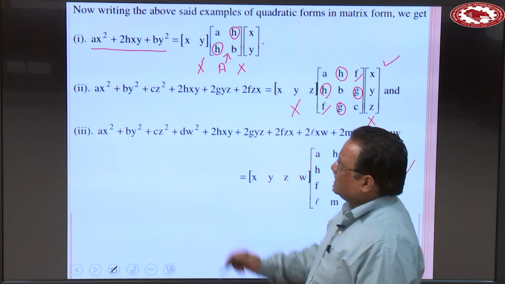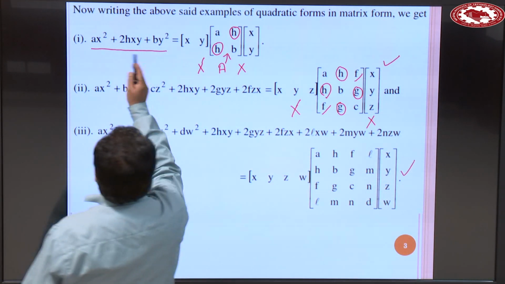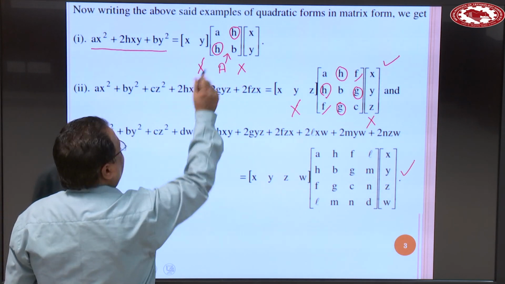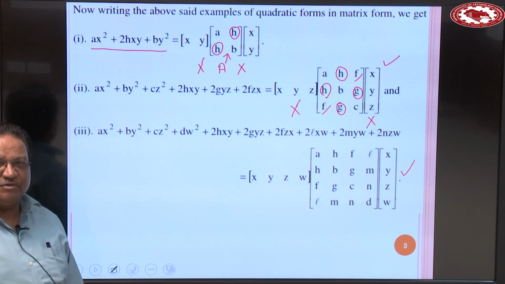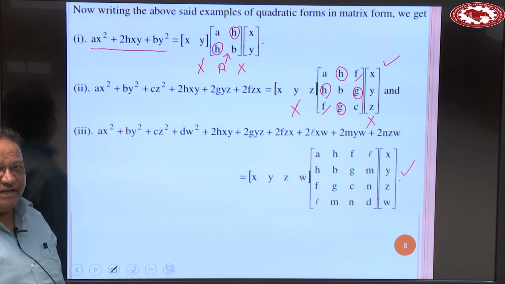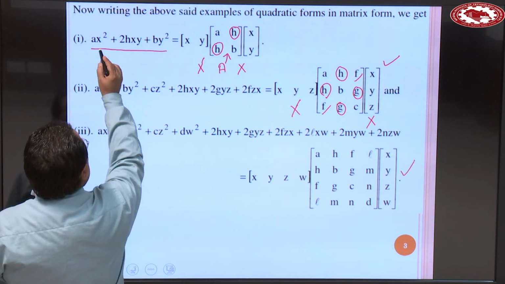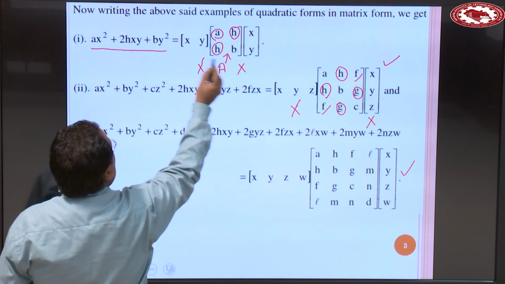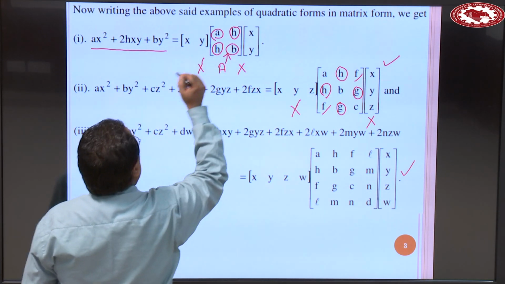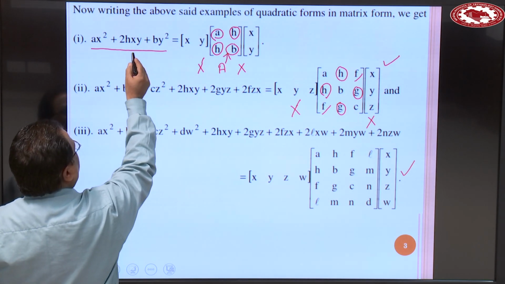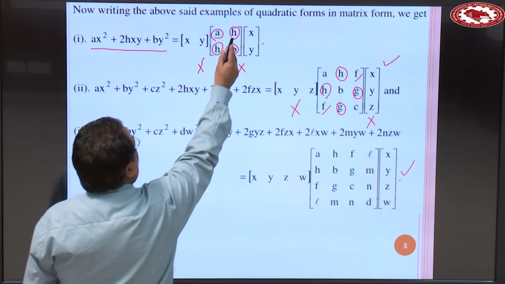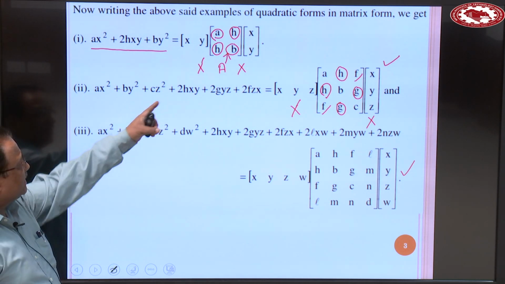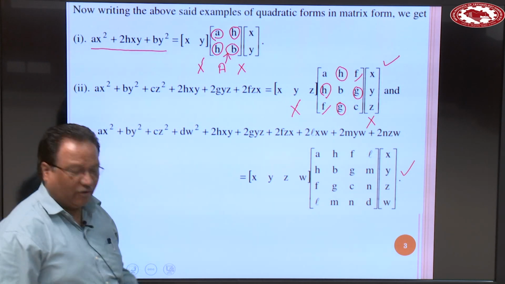So, this means that if we are given this expression, this polynomial, you can find its A, this transformation matrix. How will A be found? The coefficient of x square is a, the coefficient of y square means b, and the coefficient of xy divided by 2 is h. So, in this way you can calculate this matrix A from this quadratic form. Okay.